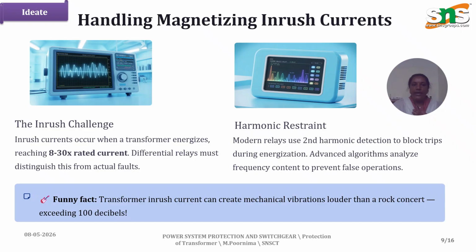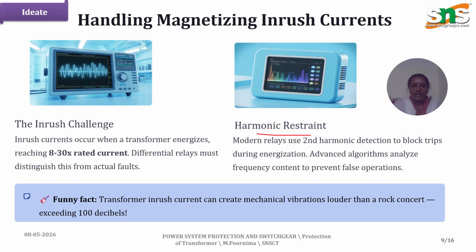Here coming to handling magnetizing inrush current. So the inrush challenges and harmonic restraint. Harmonics play a major role here. Modern relays use second harmonic detection to block tripping during energization, with algorithm analysis of frequency content to prevent false operations.